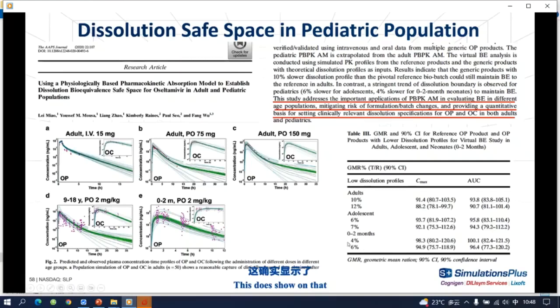So this does provide additional food for thought, what additional aspects you need to be thinking about, and what are additional ways you can use the PBPK modeling and the mechanistic absorption modeling to really evaluate your formulation, your products, to ensure that those children do get the proper dose of the compound and mitigating any risk on formulation and batch changes.